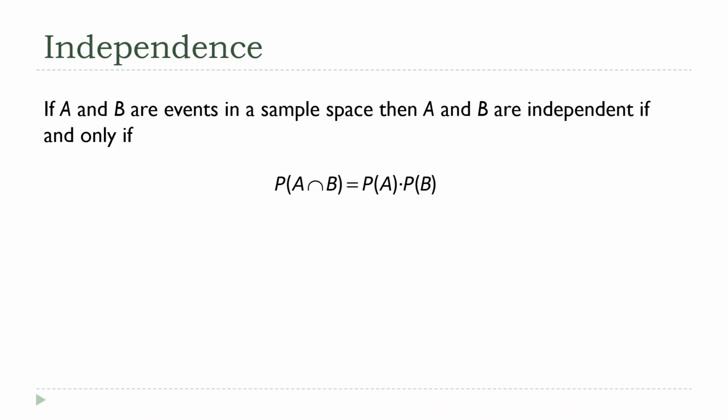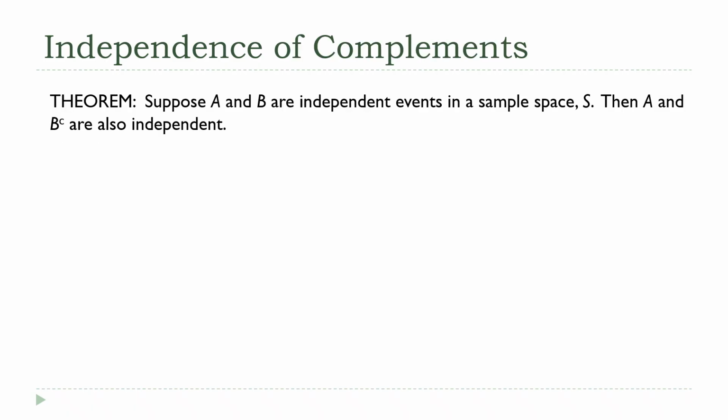And this is going to be our formal mathematical definition of independent events. And that's what I've got here, right? If A and B are events in a sample space, then we say that A and B are independent. This is a definition. If and only if the probability of A and B is equal to the product of the individual probabilities.